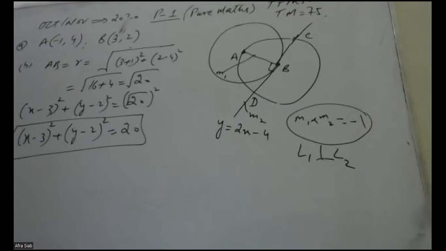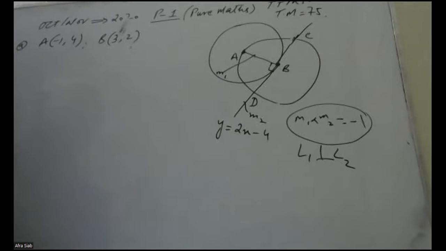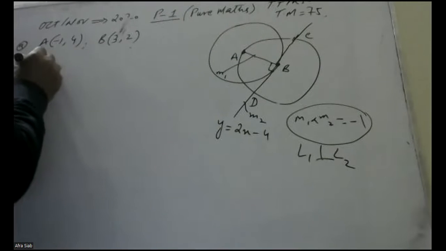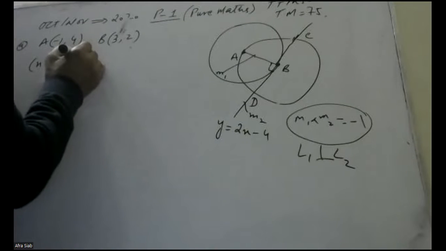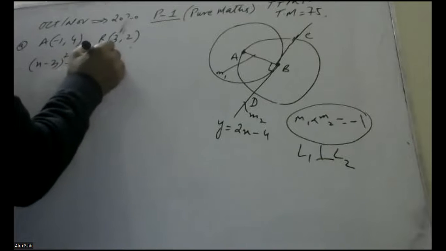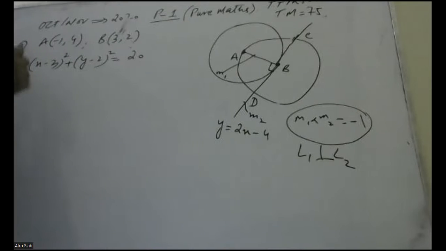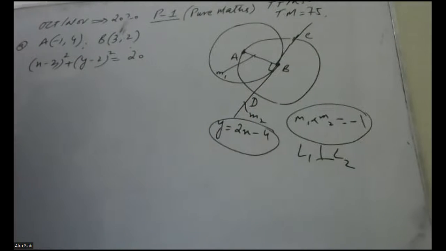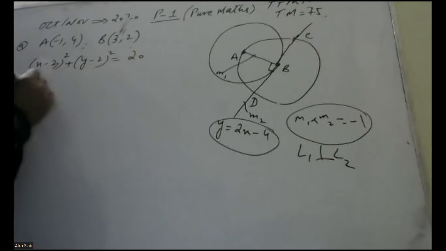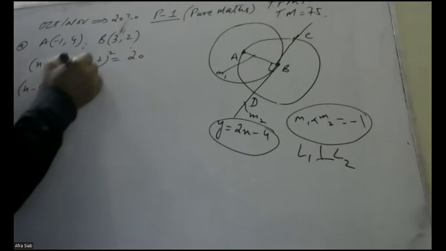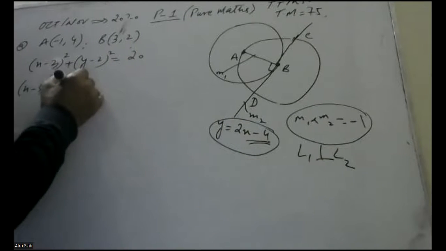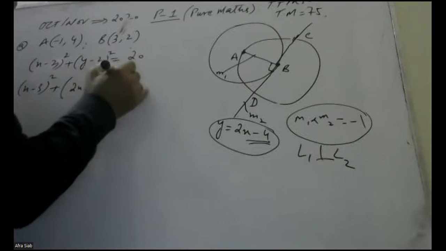And now the last part, part C of this question, is to find the x coordinates of C and D. Since C and D lie on this circle B, which has the equation (x minus 3) squared plus (y minus 2) squared is equal to 20, from the second part, and since C and D also lie on the line y is equal to 2x minus 4 from the first part, we can write instead of y, 2x minus 4 minus 2, squared, is equal to 20.